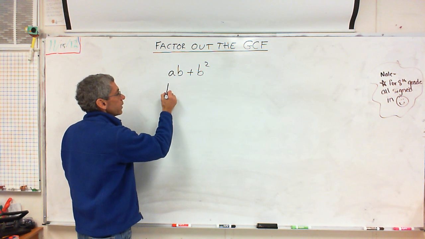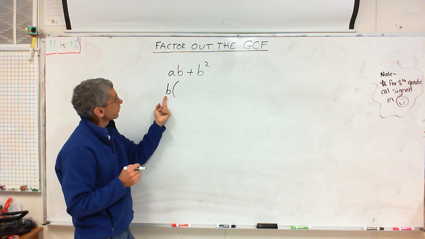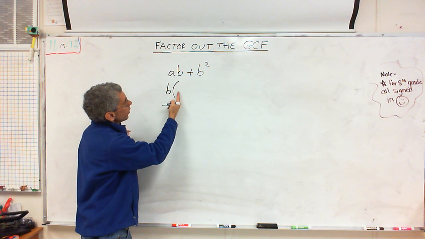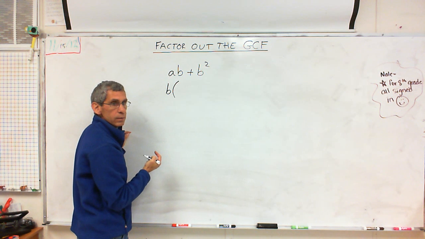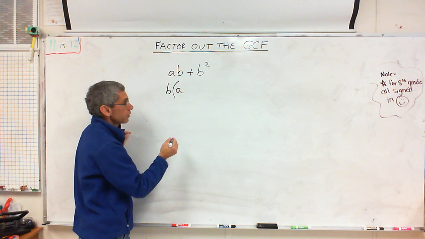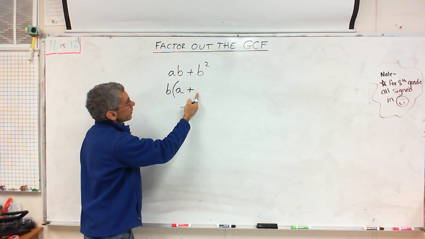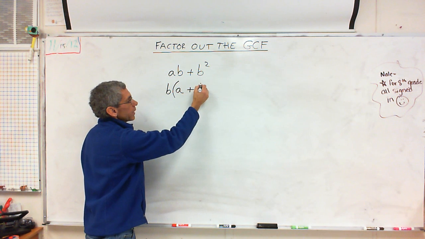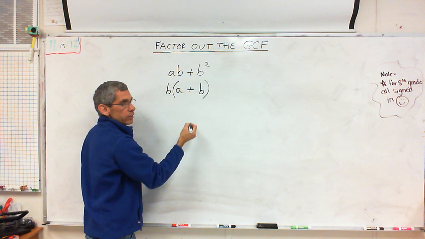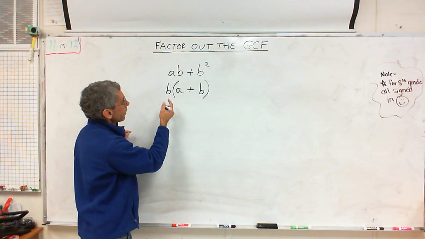So I'm going to write my b here, and then I do my parenthesis. b is my greatest common factor. So b times what is equal to ab? a. Right. b times a is equal to ab. And then I bring down my plus sign. b times what is equal to b squared? b. Remember, b times b is b squared. x times x is x squared, right?